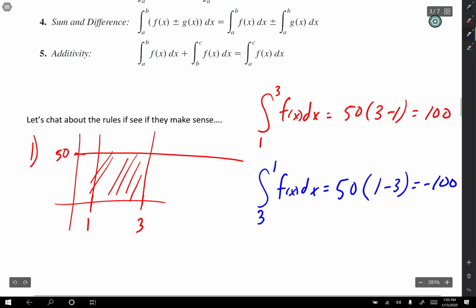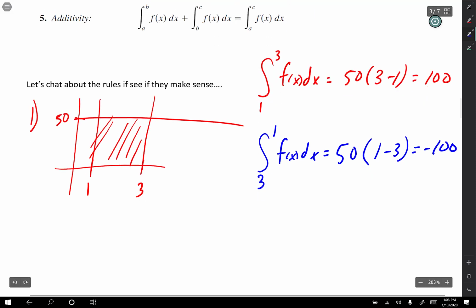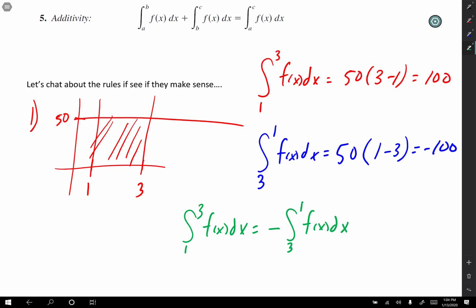But that's not what I want. I wanted to get a positive 100 because I want them to be equivalent, right? So what I'm trying to say is, let me write it in green. Integral from 1 to 3 of f of x dx is equivalent to a negative on the outside, integral from 3 to 1 of f of x dx. And those will both give you the positive 100. Does that make sense? So every time you switch the upper and lower limits, you switch the polarity. Cool? Is everyone okay with rule number 1?